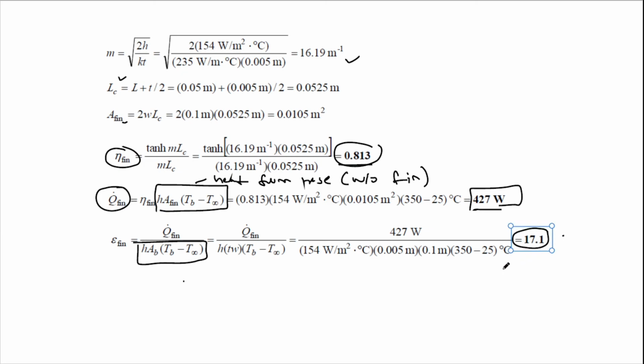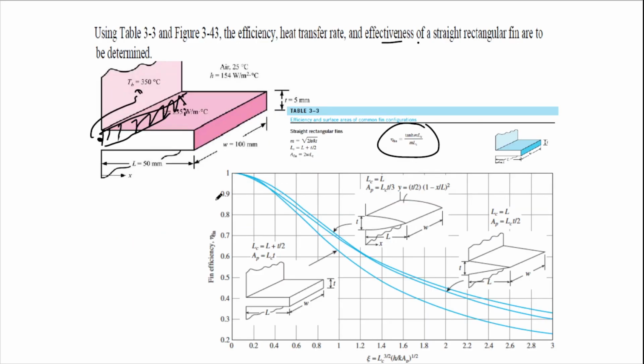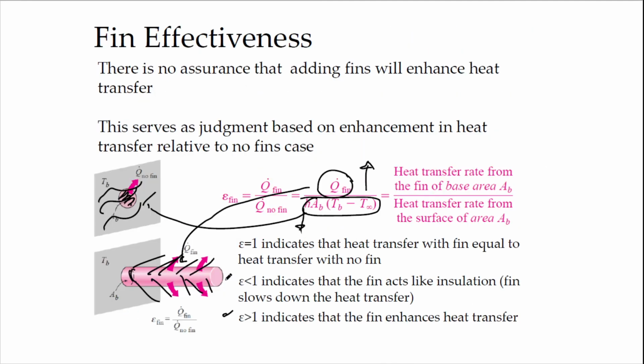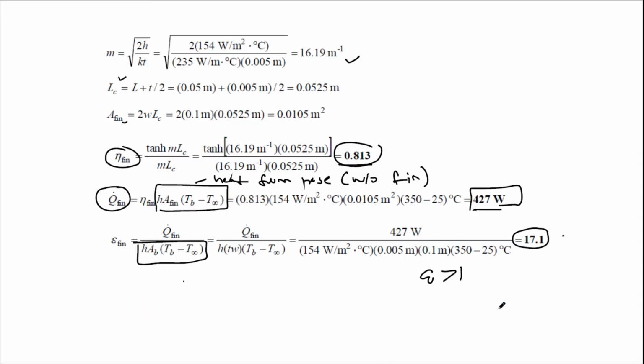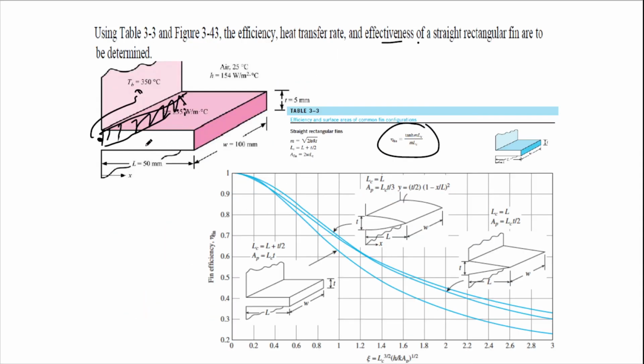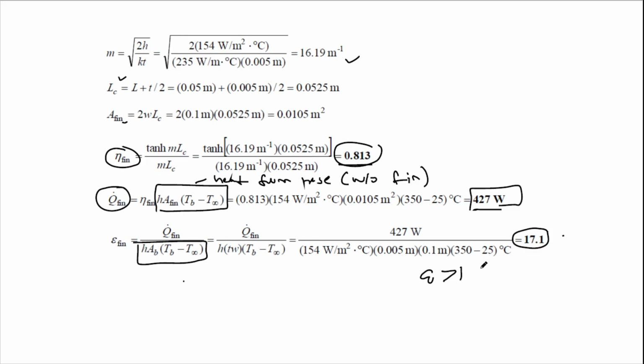This indicates that the fin helps, because the value of E is larger than 1. Adding the fin will help the heat transfer. We look back at this one: more than 1, the fin enhances heat transfer. So it's a good design, because you have an effectiveness larger than 1. So that's all for the chapter on conduction. Thank you.